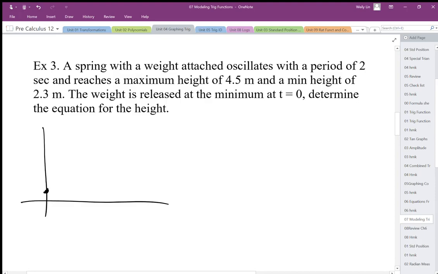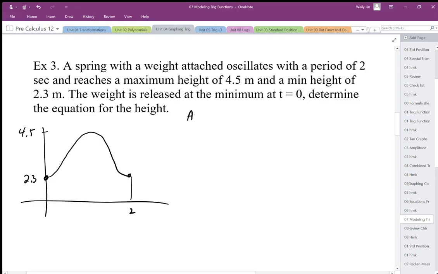Okay, so I'm gonna maybe make that at 2.3 meters, somewhere around here. 2.3 meters. It's gonna go up. It's gonna come back down. And it takes 2 seconds to do that. Okay, and then the max is going to be hit at 4.5 meters. So there's my graph. What do I need?